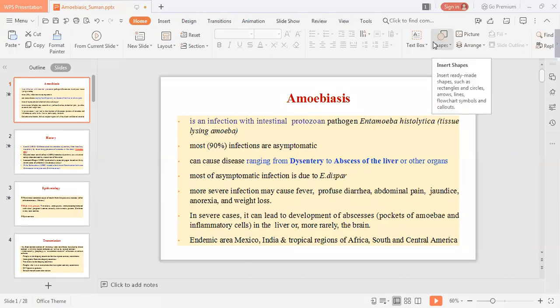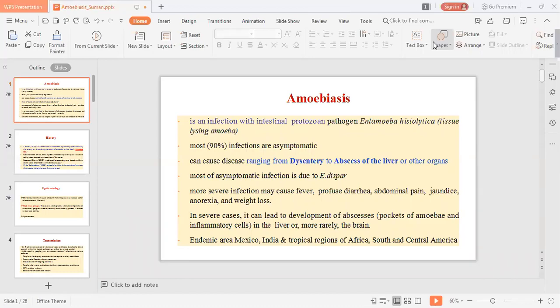So, dear students, today I am going to deliver a lecture on amoebiasis. Amoebiasis is an infection with an intestinal parasite of protozoan origin, known as Entamoeba histolytica. It is particularly a tissue-lysing amoeba, or tissue-lysing protozoan parasite. And this particular disease is mostly asymptomatic. Mostly 90% of patients having this disease don't show any symptoms.